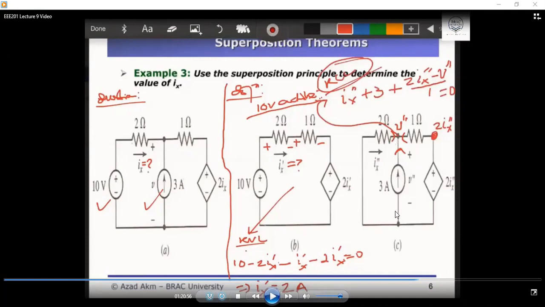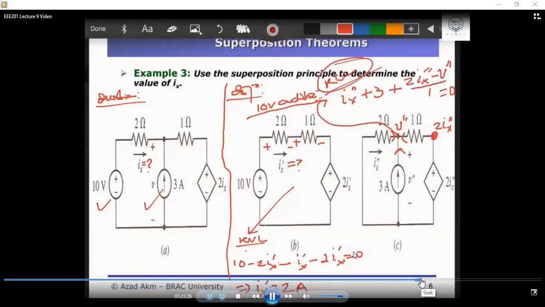Yes, sir, because this is short circuited up to this point, right? If this is short circuited, then from this point to this point, what is the voltage? The voltage is V2 double prime. So if this is V2 double prime and the resistance is 2 ohm, and the current is Ix double prime, then if you apply Ohm's law, V2 double prime equals 2 times Ix double prime, right? Yes, sir. Ohm's law, you can see here.